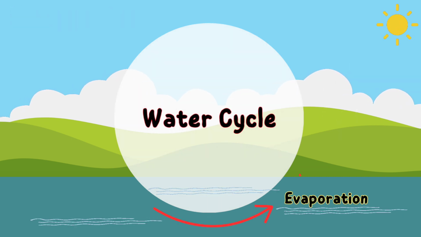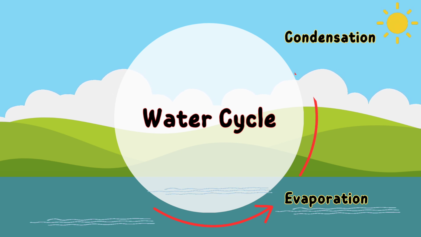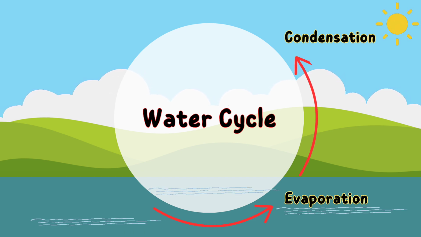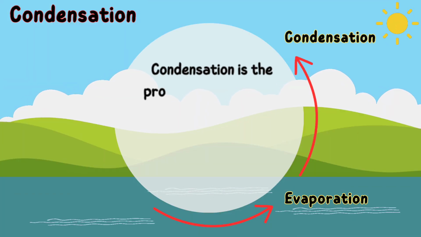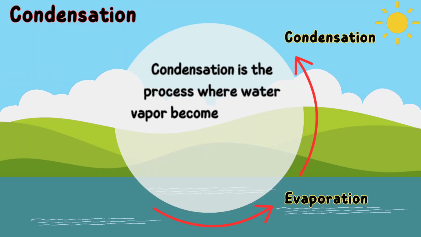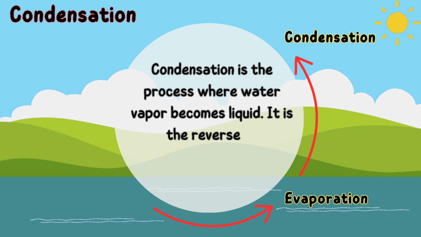After evaporation, the water vapor goes to the next step, that is condensation, which is the second step. Condensation is the process where water vapor becomes liquid. It is the reverse of evaporation.